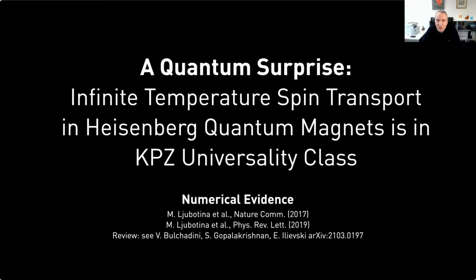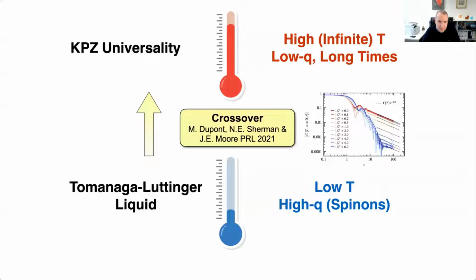All right, so everything I told you so far, you might wonder, is all about classical physics, and we're in a quantum workshop. But what was actually quite a surprise in 2017 and 2019 was that a group of Tomasz Prosen found that this KPZ universality seems to emerge also in closed quantum systems, in isolated quantum systems. And what they found is that it emerges at high, in parentheses infinite, temperatures.